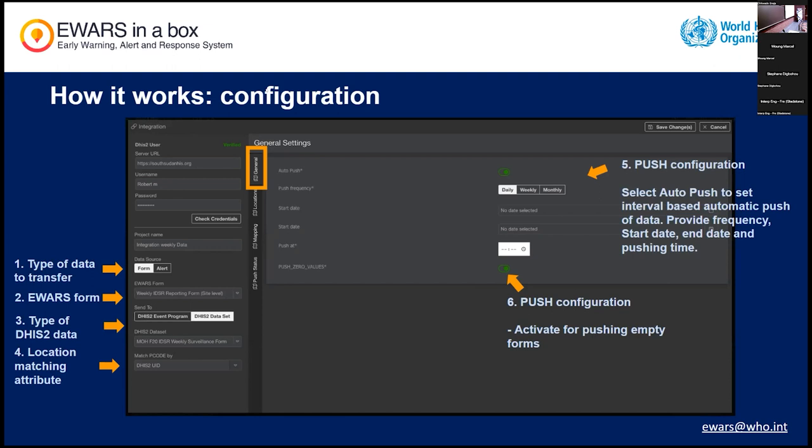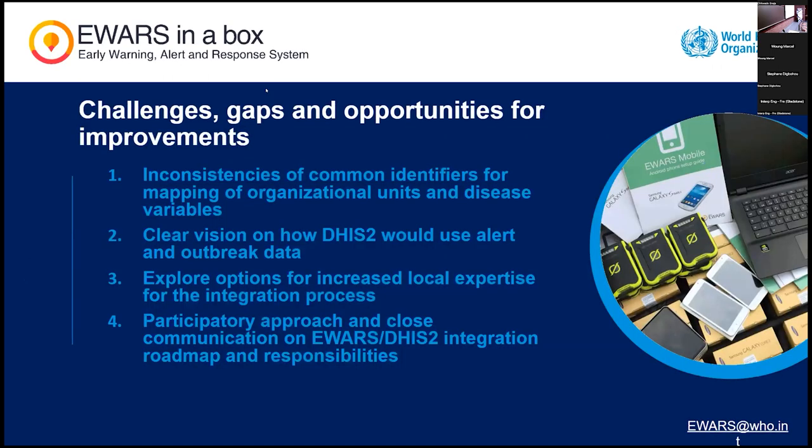Let us have a quick look, we can comment on this sheet for 1 minute. So basically, for the push configuration, given that we know that sometimes it is outbreak-prone diseases or immediately notifiable diseases, the surveillance officer can configure into the EWARS system how often he wants the data to be pushed. It can be on a daily basis, and he can select a time frame, and he can even decide to push the empty form based on the availability of internet and the size of data to be pushed from one system to another. Let us move to the next slide, please.